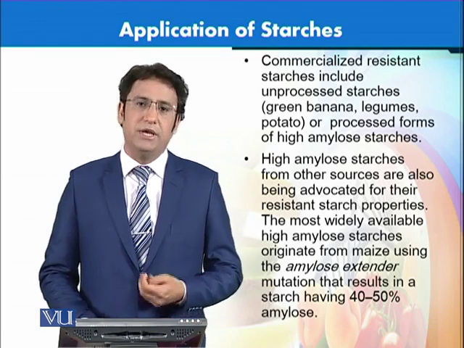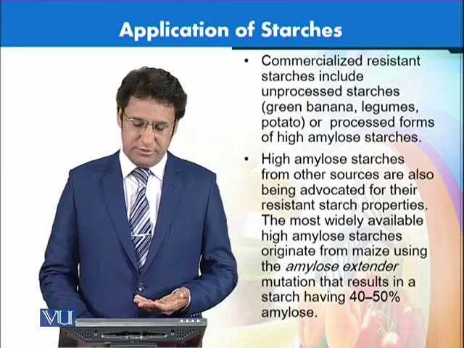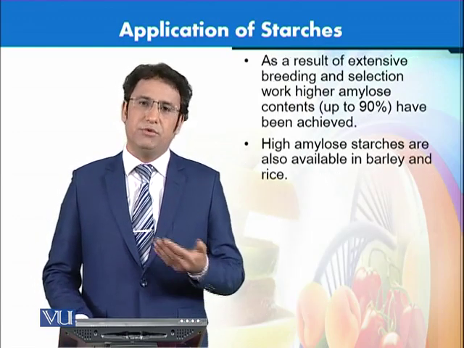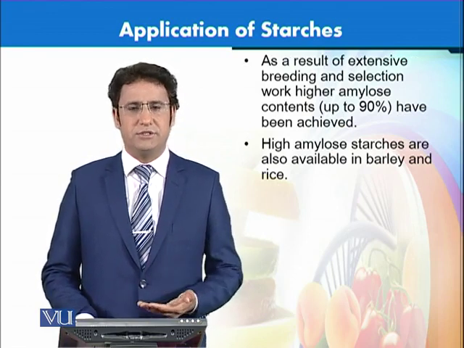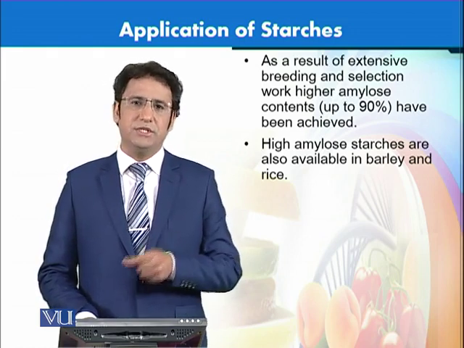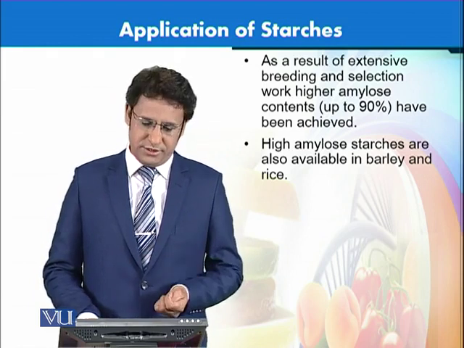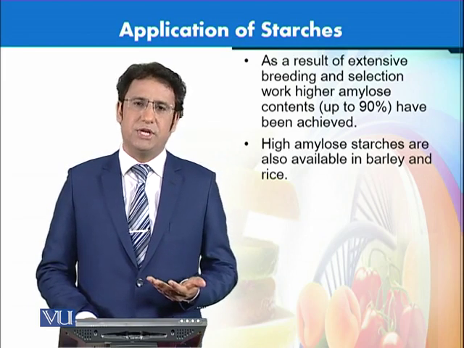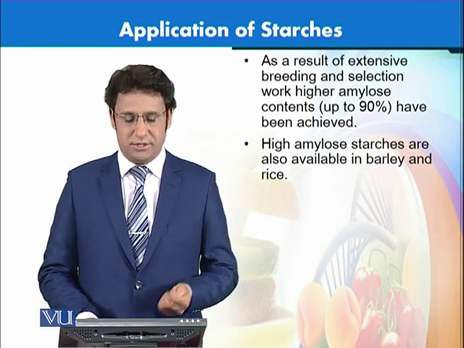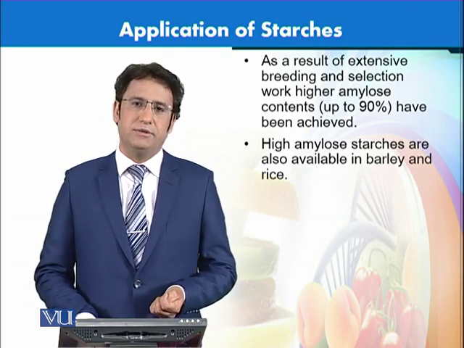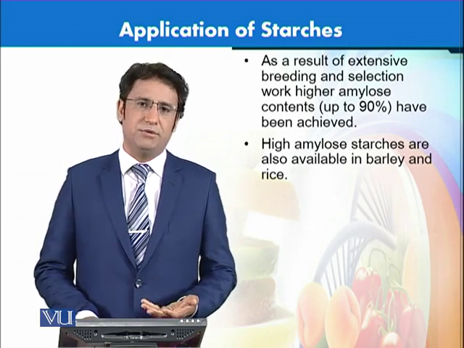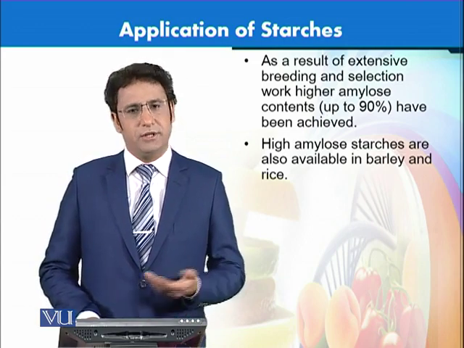The example that we discussed earlier is the amylose extender mutation that produces up to 40 to 50% amylose. That higher amylose content leads to more resistant starches, which have a lot of applications, not only in food but also in pharmaceuticals, where they are utilized as carriers for some medicines. Some studies also report that people have produced up to 90% amylose content in certain crops, especially barley and rice. So this was a summary of some applications of starches, particularly in the food industry.